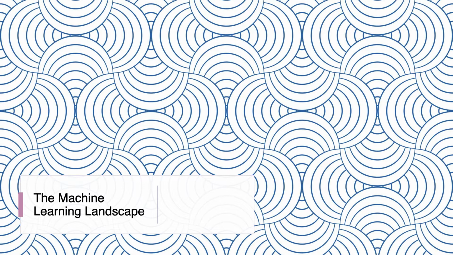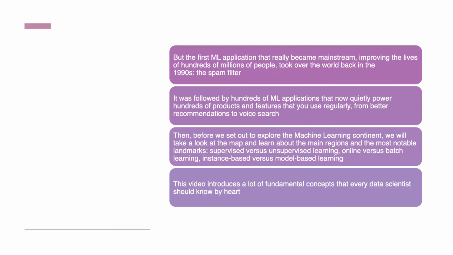When most people hear machine learning, they picture a robot, a dependable butler, or a deadly terminator, depending on whom you ask. But machine learning is not just a futuristic fantasy, it's already here. In fact, it has been around for decades in some specialized applications, such as optical character recognition, OCR. But the first ML application that really became mainstream, improving the lives of hundreds of millions of people, took over the world back in the 1990s, the spam filter. It's not exactly a self-aware Skynet, but it does technically qualify as machine learning.